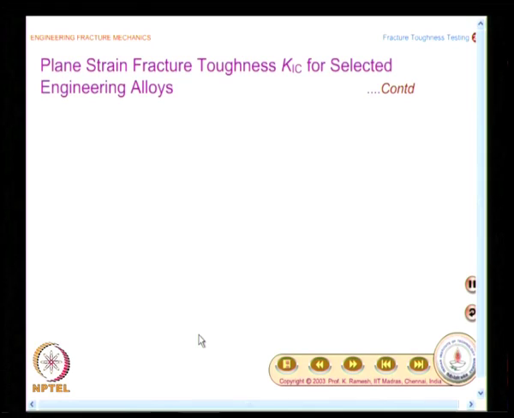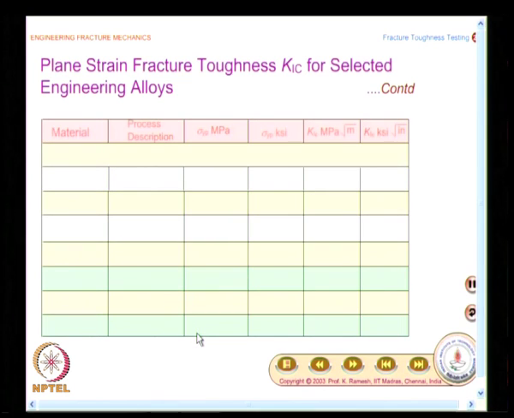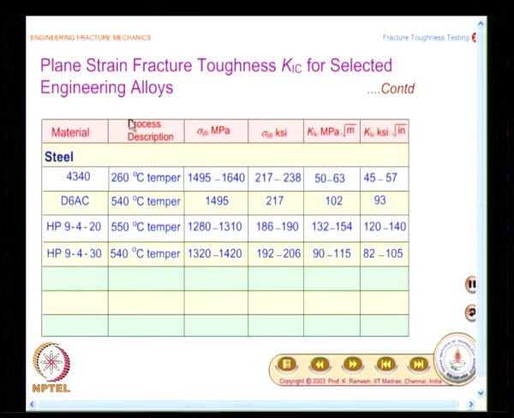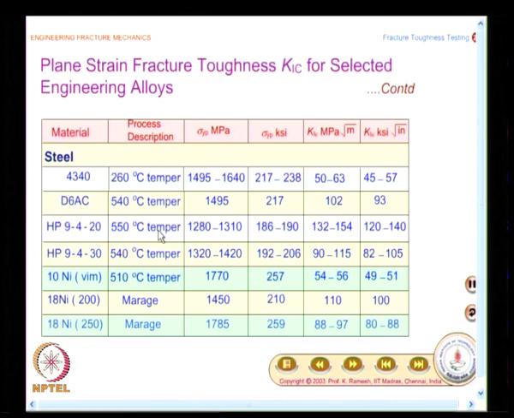Now, what we will do is we will also look at sample values of fracture toughness, and we may write just for 3 specimens. I have the material given, and these are the various processes by which the material is obtained, and you have the yield strength in MPa, and we have the stress intensity factor as MPa root meter. So, if you look at, we are really talking of very high strength alloys.